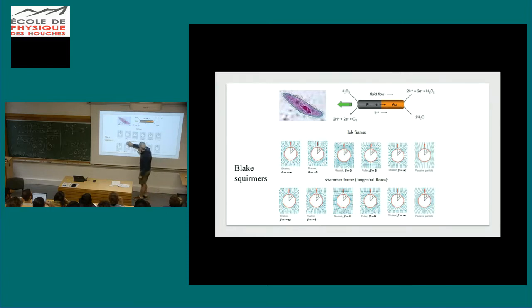These guys, as they're moving forward, pump fluid out at the sides while the pullers pull fluid in. This is what's called an extensile flow. This is what's called a contractile flow. So when you hear about pushers and pullers and extension and contraction and dipoles and all this, this in the fluid mechanics case is what we're talking about.